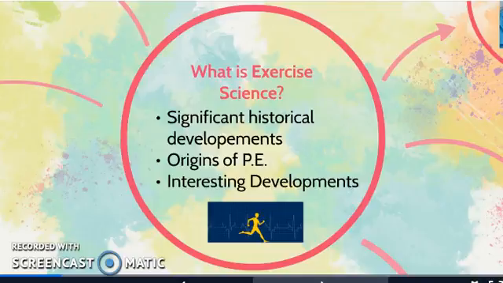Significant historical developments within exercise science start with Greek scholars. Examples of them are Hippocrates, Plato, Aristotle, and Socrates. These all share the common interest in physical activity. From there it led to Leonardo da Vinci and Galileo Galilei during the Renaissance period. Both of them were interested in characteristics of physical human activity.